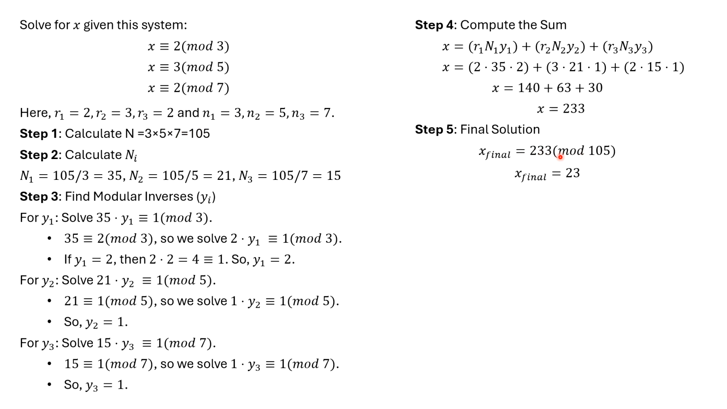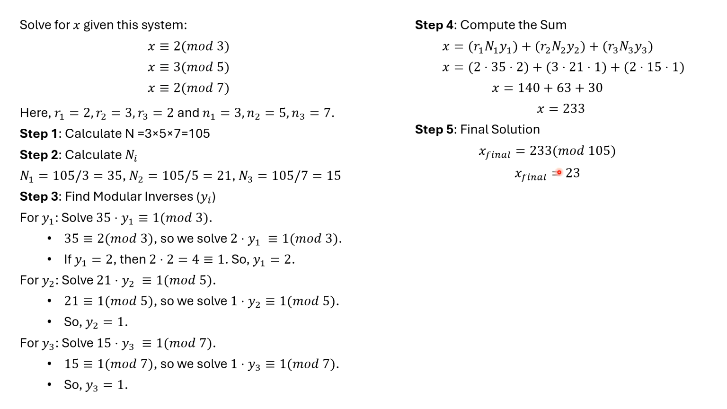But we want to find it mod 105. And it's pretty easy to do. We take 233 mod 105 twice. 105 is 210. And that leaves a remainder of 23. So that's our solution. You may want to go back and put 23 in here and just check to see that it satisfies all 3 of these equations.